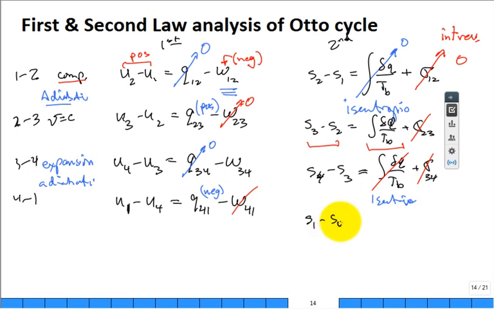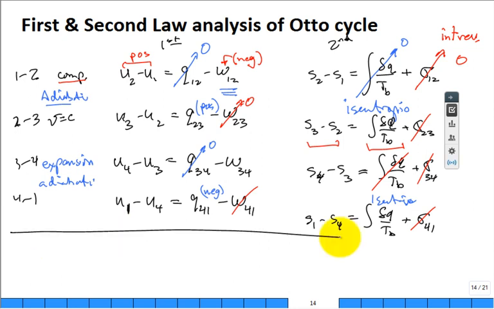S1 minus S4 is equal to the integral del Q divided by T_B plus sigma 4 to 1, and it's internally reversible. All right. Now, if I take these 4 equations, I can add all 4 equations up. So it's like I do the sum of these 4 equations. So let me kind of work on this one.